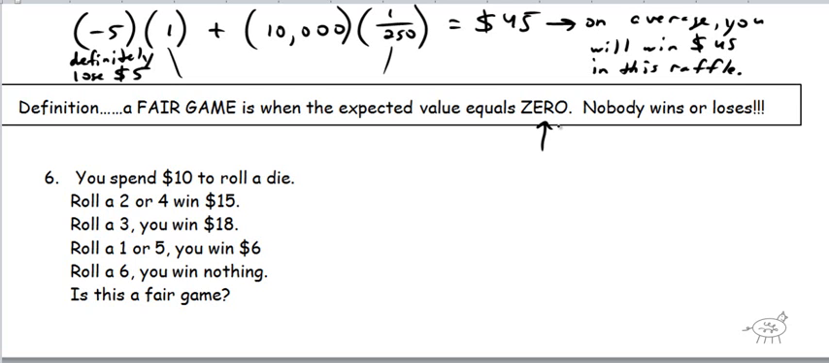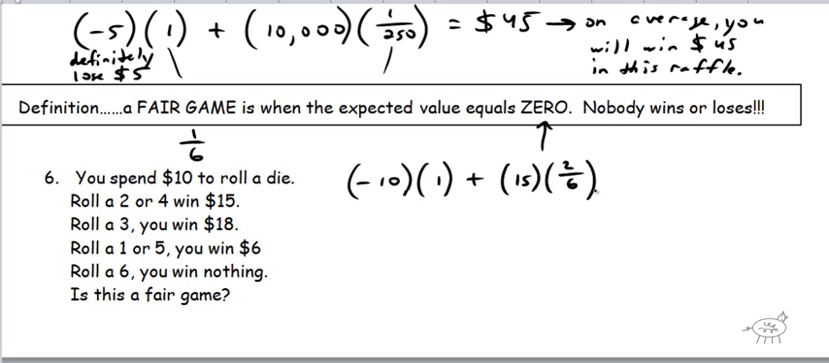So let's look at this nice little friendly problem here. You spend $10 to roll a die. Oh, I spent $10. So I lost $10. It's very sad. Probability of losing $10? 1. I'm going to lose $10. Okay, so let's see what I can win. If I roll a 2 or 4, so this is a die, so you guys realize that, of course, it's 6 possibilities, so it's 1/6 for each number. So if I roll a 2 or 4, which is 2 of those, right, I win $15, and it's 2 out of 6.